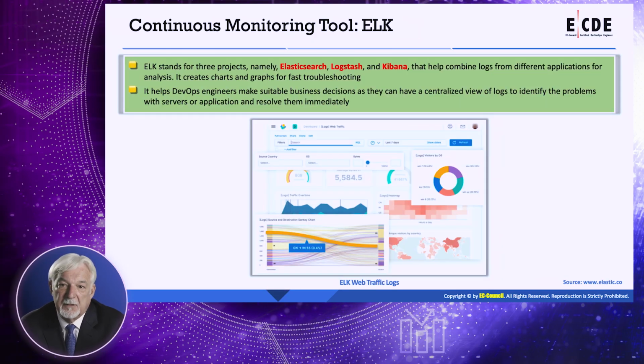Another one is ELK. ELK helps DevOps engineers make business decisions since they can have a centralized view of the logs to identify the problems with servers or applications and resolve them relatively quickly. And you can see by the dashboard down below, it's giving the status of everything and where issues might lie.